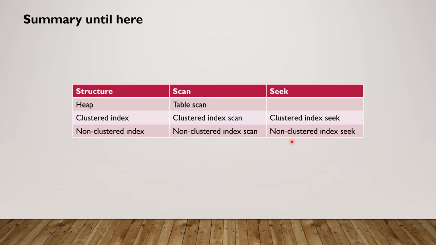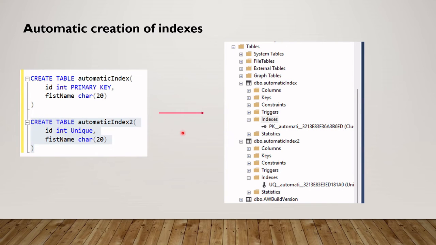Okay, until here we created indexes manually, right? However, clustered index can also be created automatically, when a table is created with a primary key or with a unique column. As you can see, I created tables with primary and unique keys, and the tables have been created with clustered indexes automatically. I just thought this is worth mentioning.